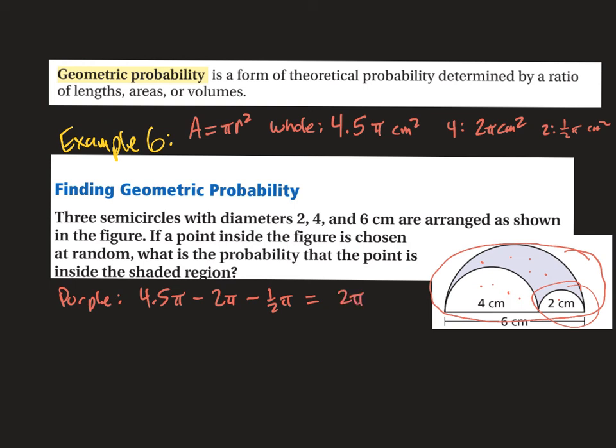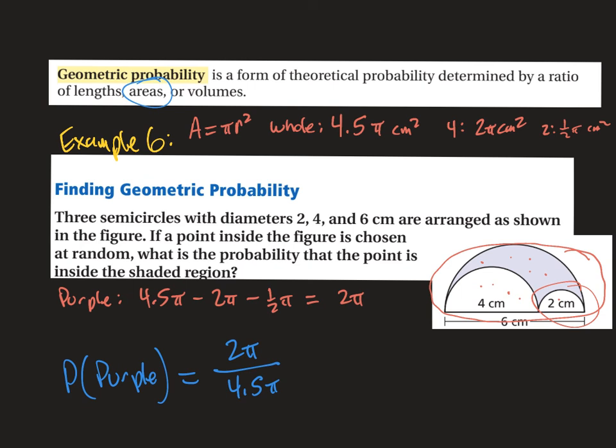Okay, so what does that mean for us? Well, we're doing geometric probability. It's the ratio of the areas. So the probability that we hit the purple, the shaded region, is going to be the favorable area, which is 2 pi, divided by the total area, which is 4.5 pi. And these are centimeters squared.